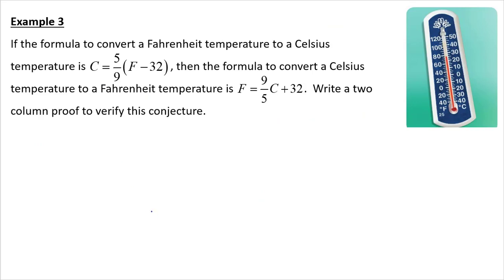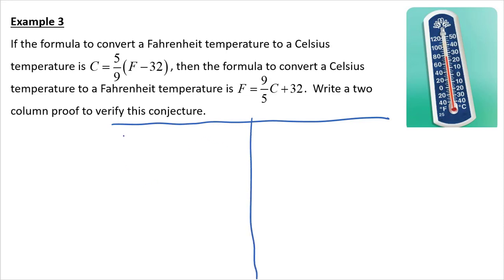Okay, example 3. We're given this formula, and to convert from, and this is from Fahrenheit to Celsius, and then this is the conversion from Celsius to Fahrenheit. Write a two-column proof to verify this conjecture. A conjecture, remember, is an educated guess. I've been using that term, I believe, a few times with you. So we start with this.